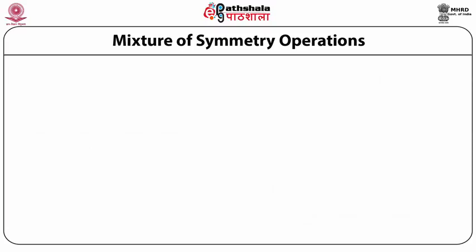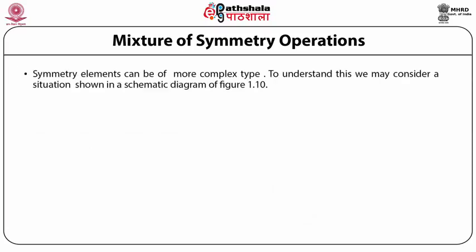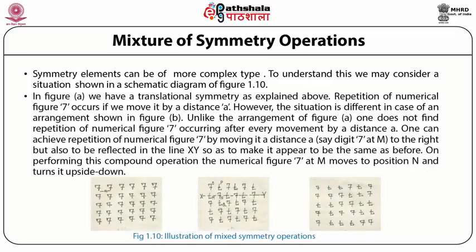Mixture of symmetry operations. Symmetry elements can be of more complex type. To understand this, consider a situation shown in a schematic diagram of figure 1.10. In figure A, we have a translational symmetry as explained above. Repetition of numerical figure 7 occurs if we move it by a distance, say A. However, the situation is different in case of an arrangement as is shown in figure B.